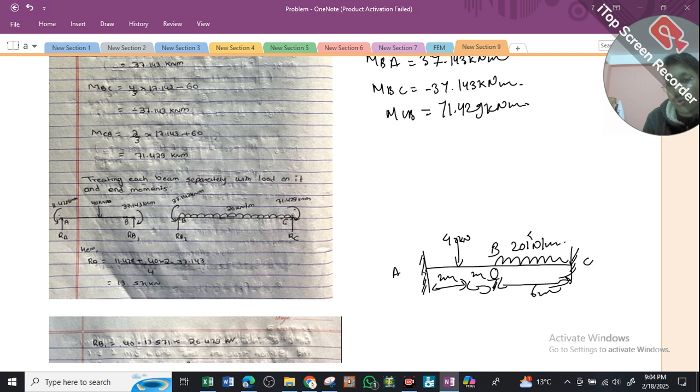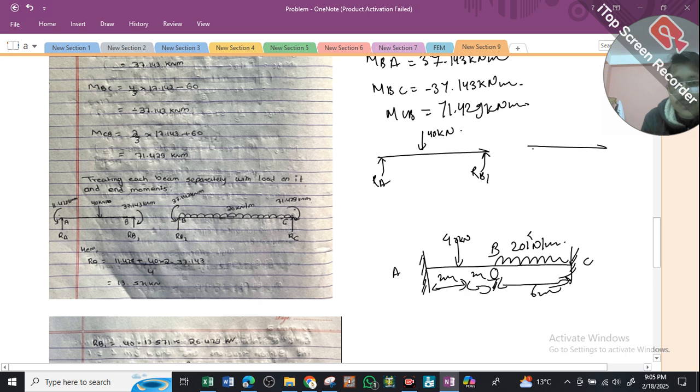So let me look for my section AB. I have 40 kilonewton acting over here, and RA acting vertically as the reaction at A, and I will have RB1. Again, I will draw my section B. Now I'll have RB2 over here. So the reaction at B will be the summation of RB1 and RB2. Next I have the UDL acting over here, and I'm going to have RC as well. This is my section AB, and this is going to be my section BC.